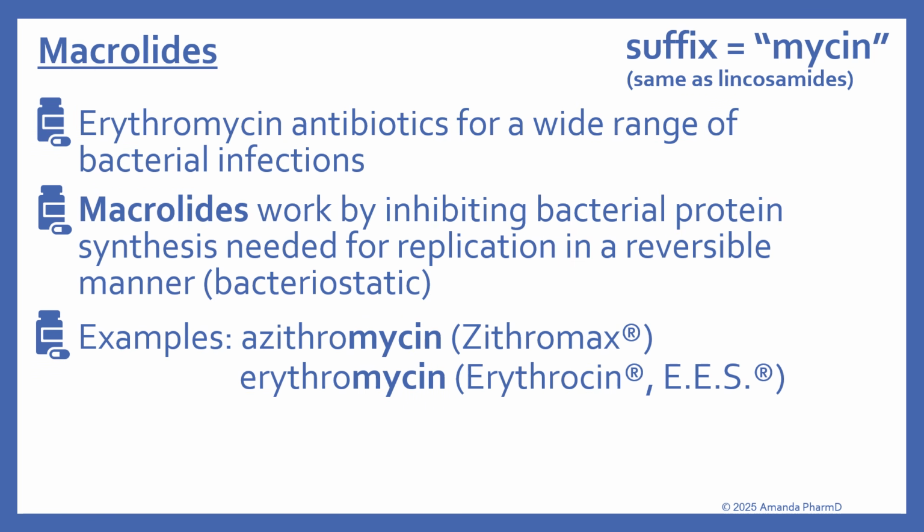And next are the macrolides. These are the erythromycin antibiotics for a wide range of bacterial infections. The macrolides work by inhibiting bacterial protein synthesis that's needed for replication in a reversible manner, and these are bacteriostatic. And some examples of macrolides include azithromycin, brand name is Zithromax, and erythromycin, brand name is Erythrocin or EES. And the suffix for the macrolides is mycin.